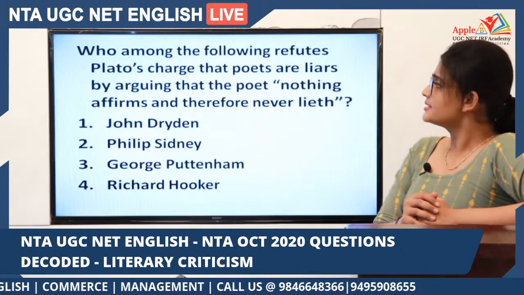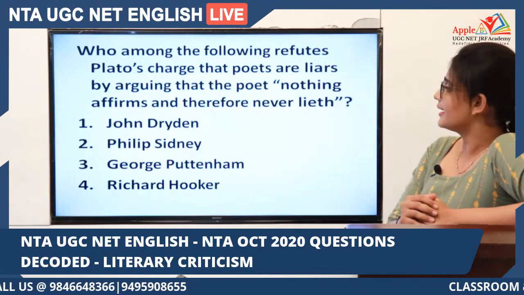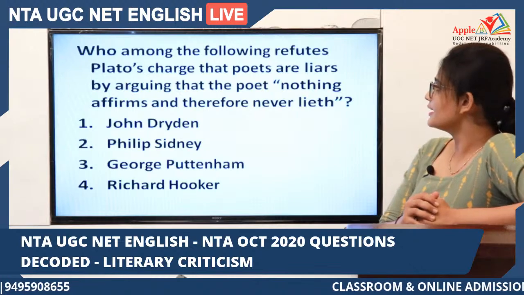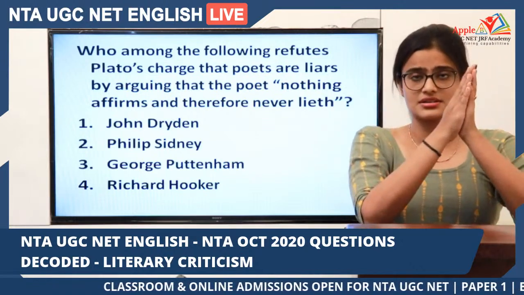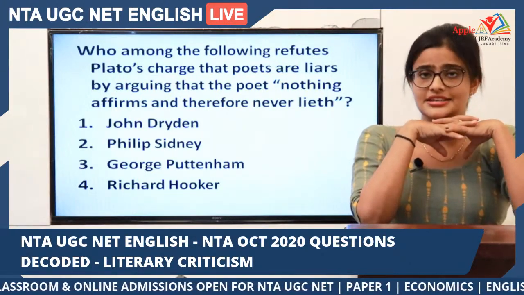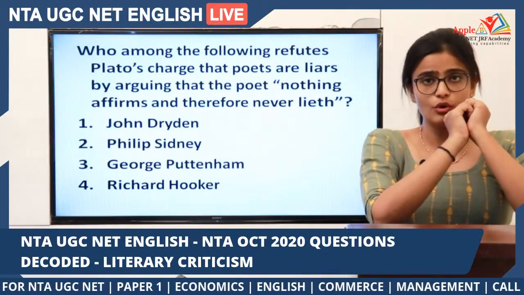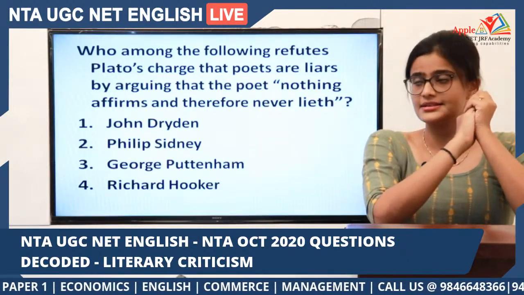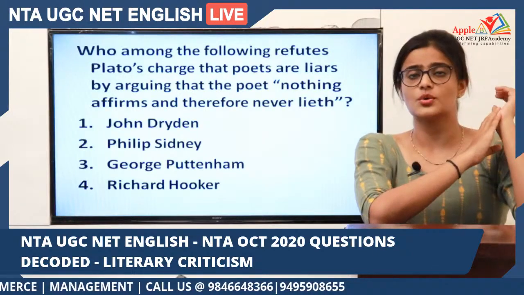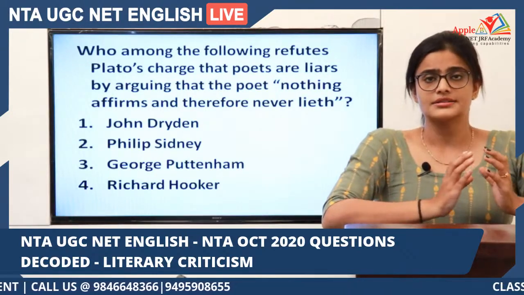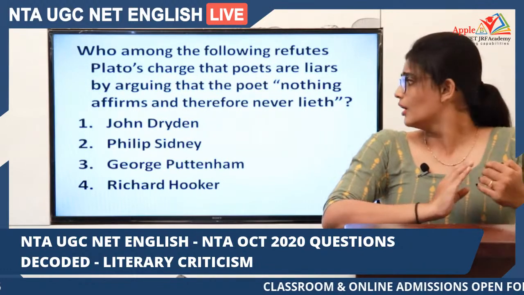The next question is, who among the following refutes Plato's charge that poets are liars by arguing that the poet nothing affirms and therefore never lied? Before answering, the question seems to be confusing, but it is actually easily answerable if you know the works of Dryden and Sidney. The first thing you have to identify is who voiced against Plato. Is it Dryden or is it Sidney?